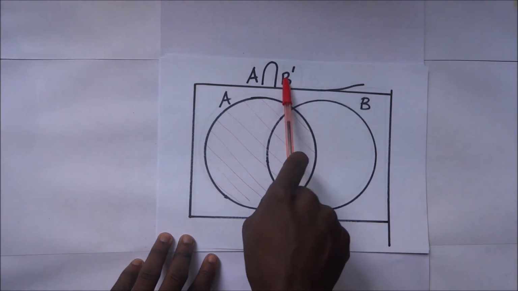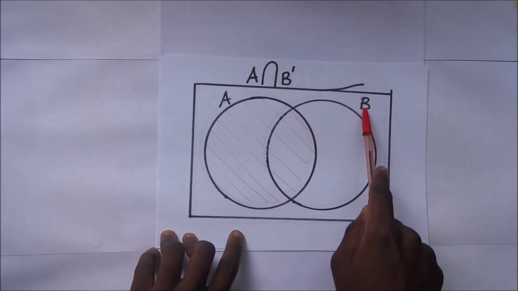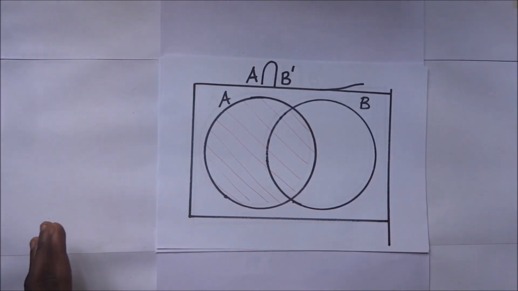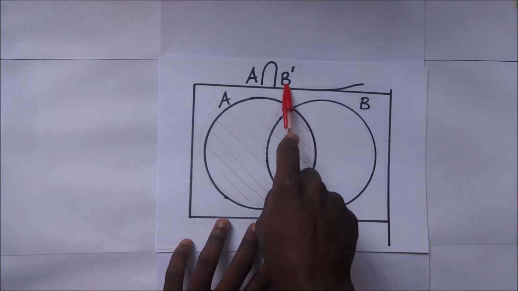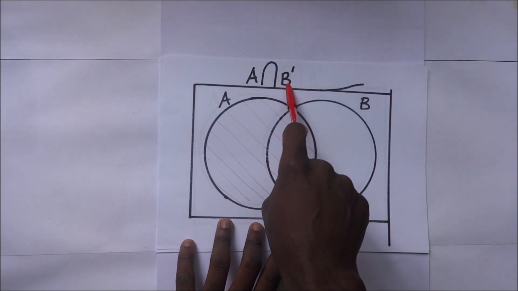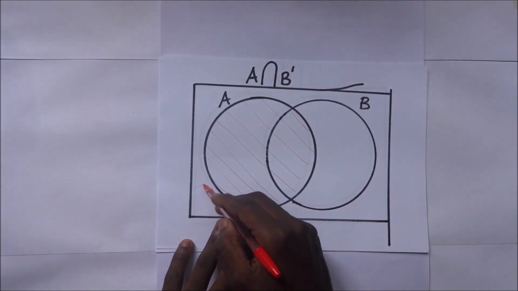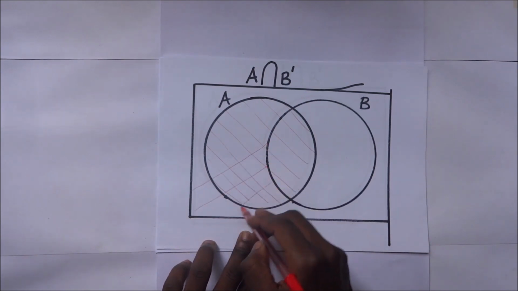And then set B complement is anything outside B. B complement means the outside of B, as in, we are going to shade everything else, but we are not going to shade B. That is what B complement means. So B complement means anything outside B. And that is it.